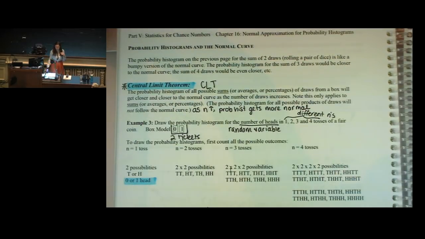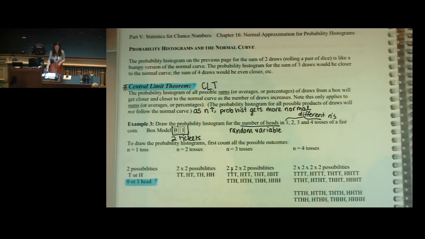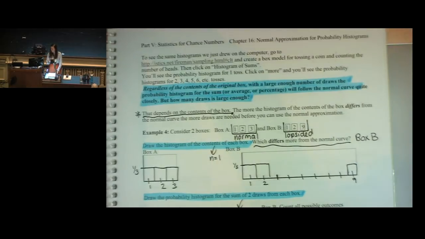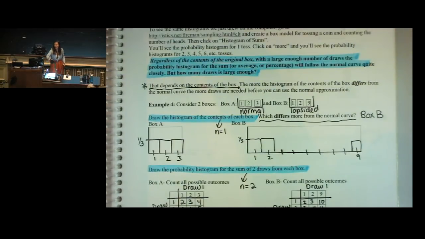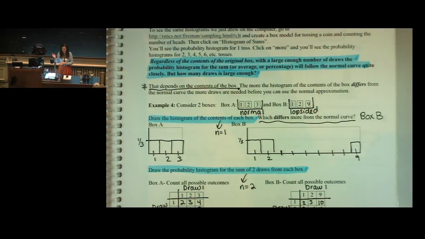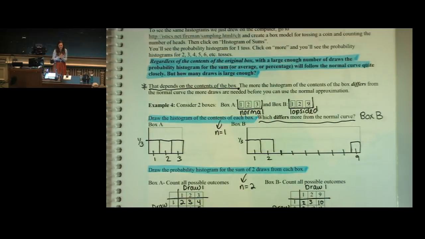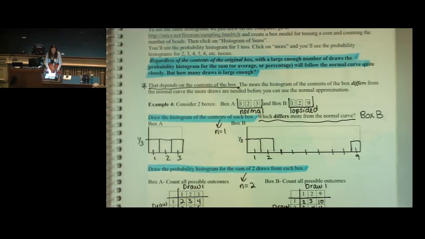And then the other thing is, okay, that's great. As n goes up, the histogram gets closer and closer to normal. But how big does n have to be? And we said that depends on our box. If it's a lopsided box like this, it's going to take more draws to look normal. If it is a nice normal box like this, it's going to take fewer draws. So those were basically the key takeaways from the other day.